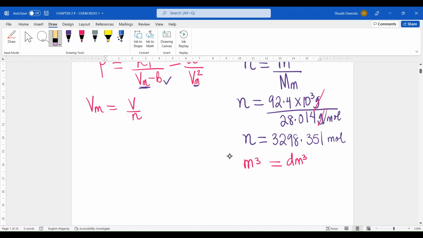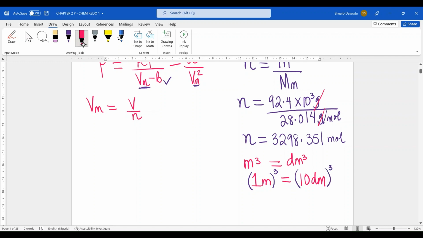Going from meter cubed to decimeter cubed, we first have to remember what 1 meter equals in terms of decimeter. 1 meter is always equal to 10 decimeter, and that is just the value for length. Now we're dealing with volume, so we can simply cube it, because if we were dealing with area, we'd square it.